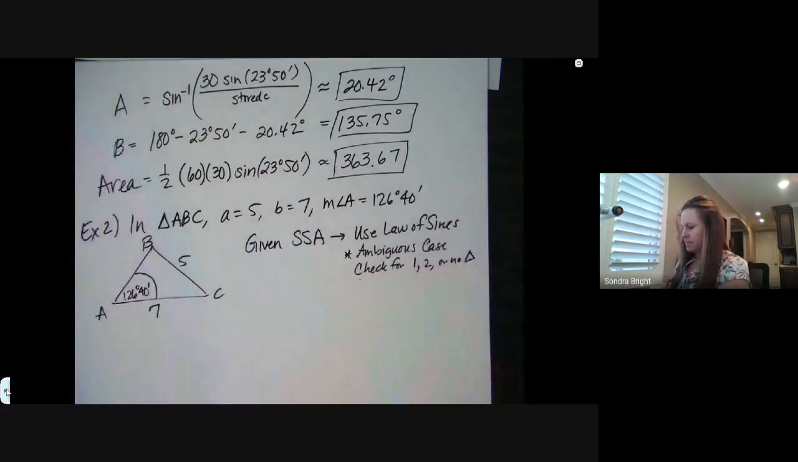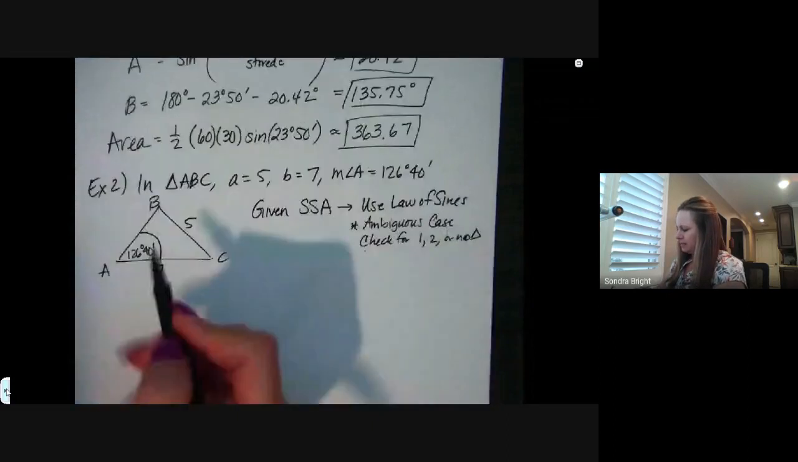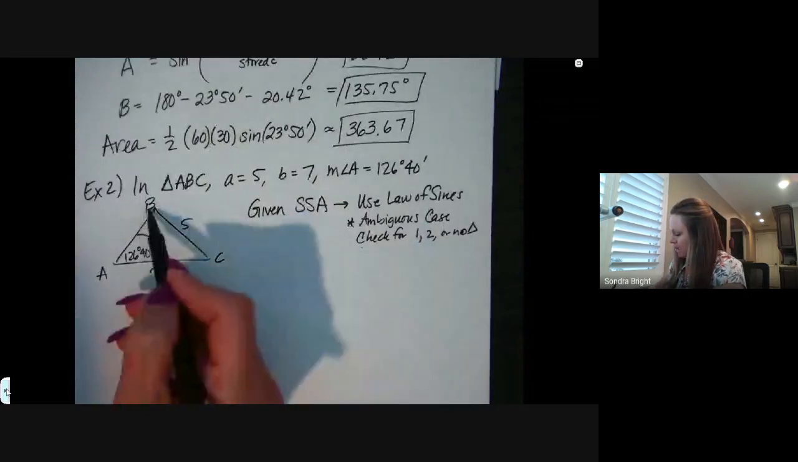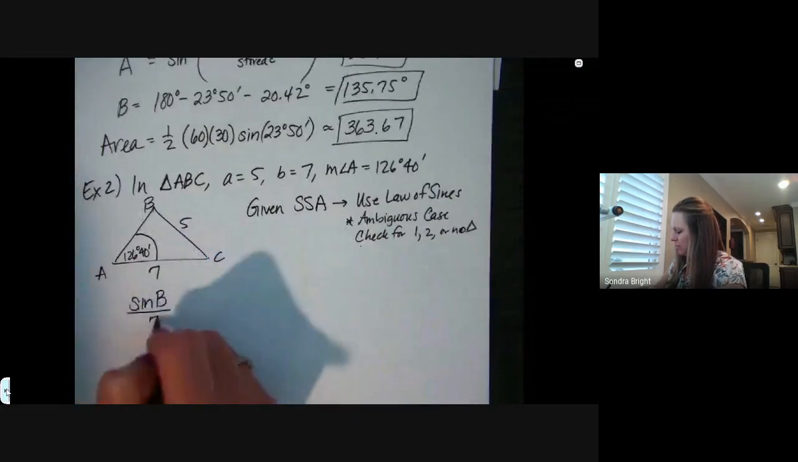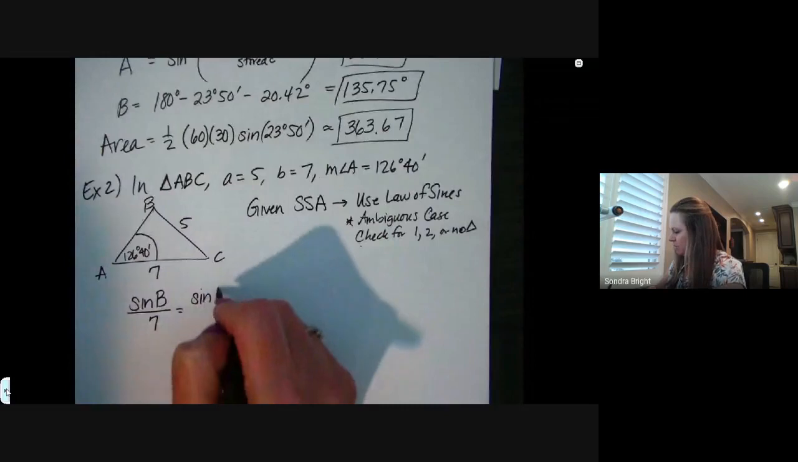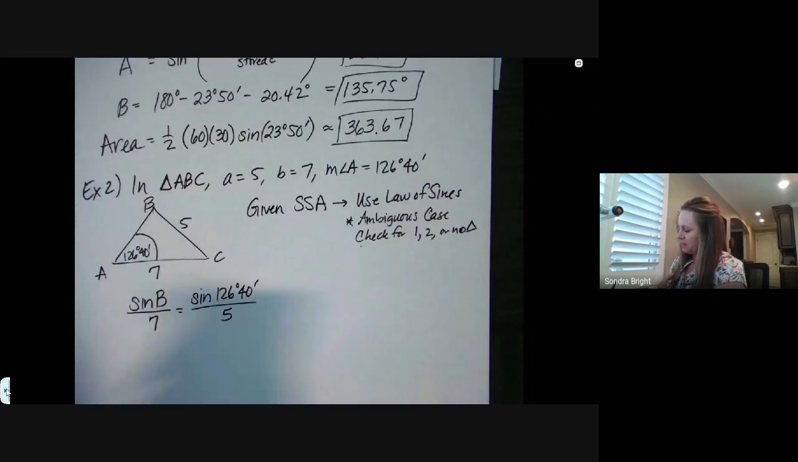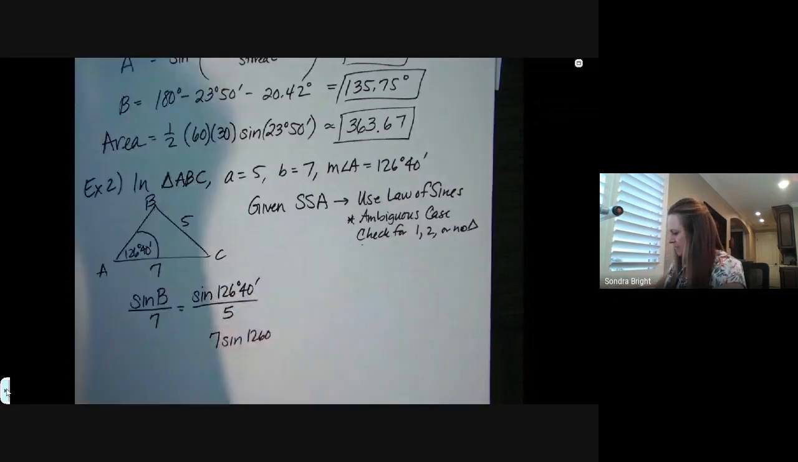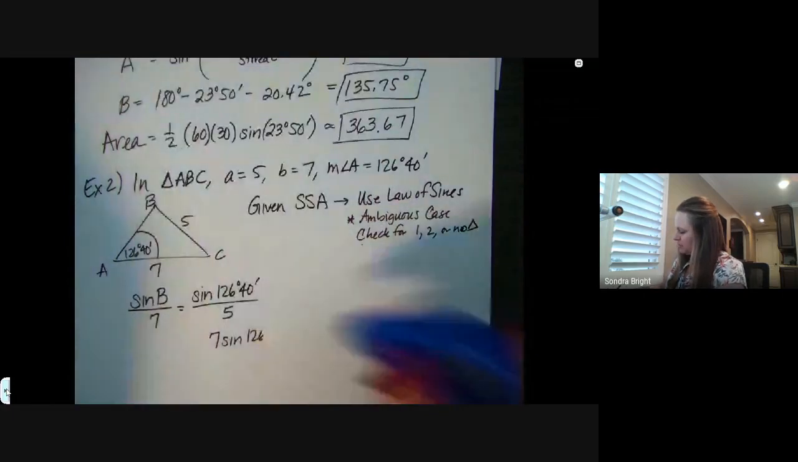All right, so let's do this. We're going to use law of sines. Let's go with we've got to find angle B first. So sine of angle B over side B is equal to sine of 126 degrees 40 minutes over 5. And when I go to solve that, you're going to multiply both sides by 7. 40 minutes. Okay, so I multiplied by 7.